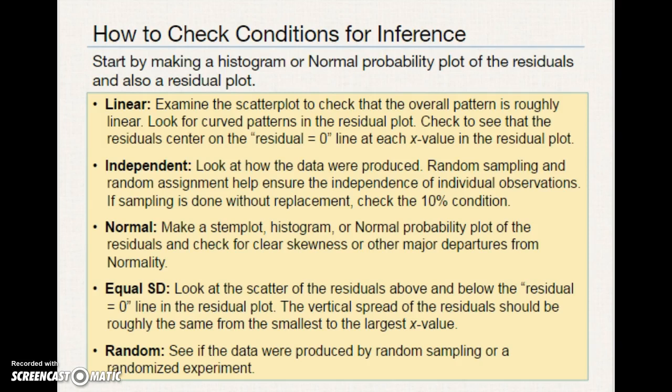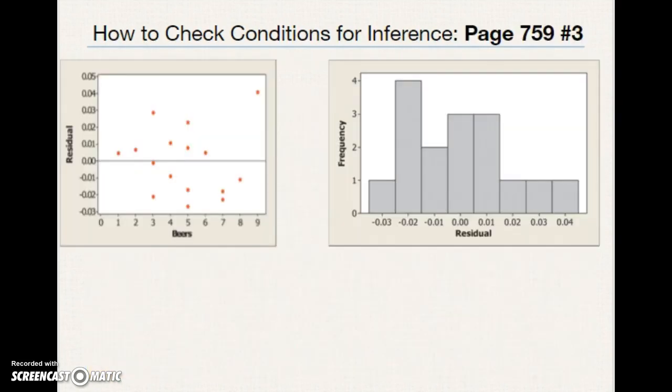Hopefully it was a random sample or random experiment. So really a nice, quick checklist of ways to check if the conditions are met. Now this is assuming that the problem doesn't say the conditions are met. Many of the problems under this topic say the conditions are met. But let's just quickly look at an example.